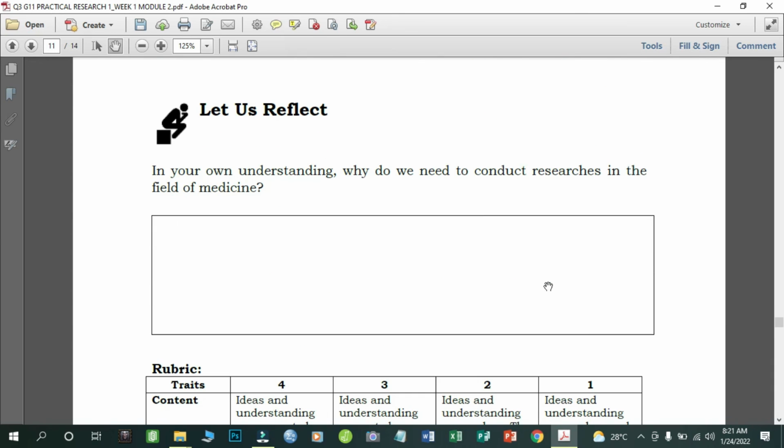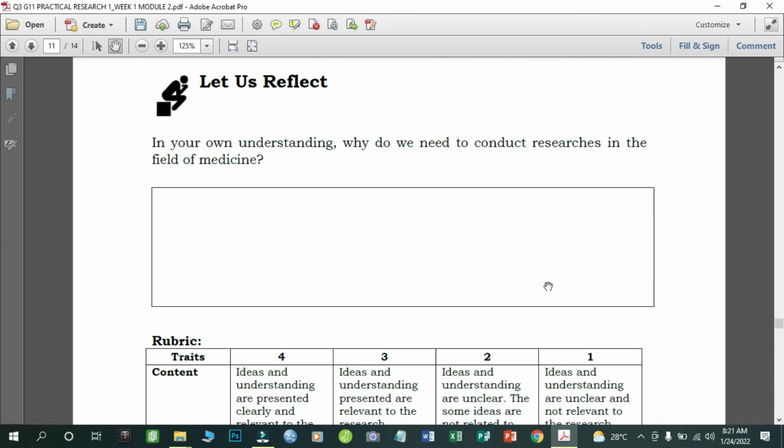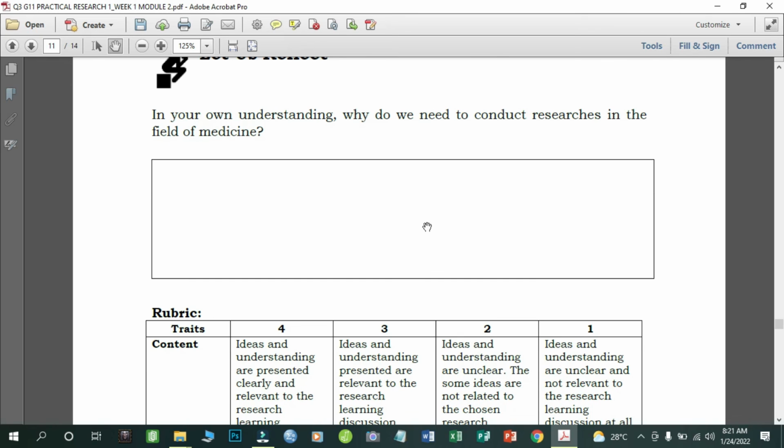Okay, then this is for your assignment. In your own understanding, why do we need to conduct research in the field of medicine? I already explained this in our discussion earlier, so explain thoroughly. What is the importance of conducting research in the field of medicine?